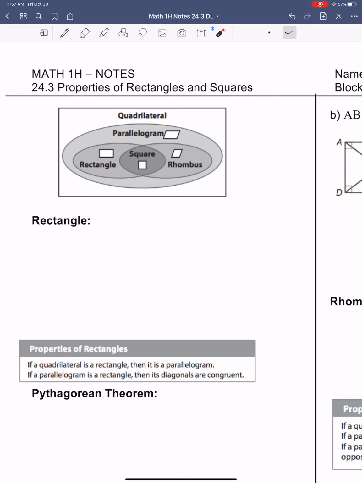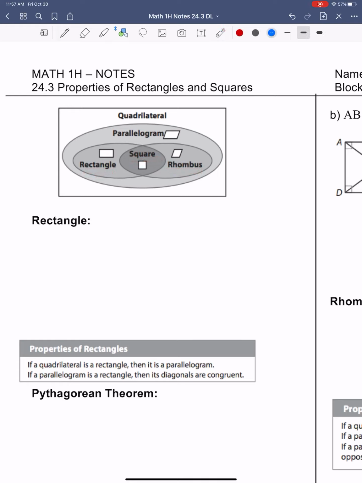Those are parallelograms. But then we've got some more specific types of parallelograms, and that's going to be the rectangle, the rhombus, and eventually we'll get to the square. And these types of parallelograms share all the properties of a parallelogram because they are parallelograms, but they also have some more requirements to be called a rectangle or a rhombus or a square. So we'll take a look at what those are right here.